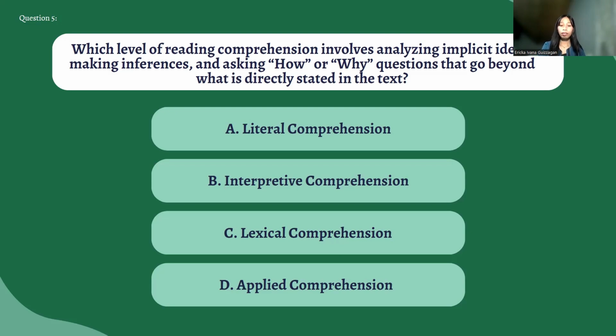Okay, we have the interpretive comprehension, because this level includes making inferences and understanding implied meanings, often by answering how or why questions. So why are the others incorrect? Letter A, literal comprehension, only looks at directly stated facts. Letter C, lexical comprehension, focuses only on word meanings. Letter D, applied comprehension, only connects the text to real-life experiences beyond interpretation.